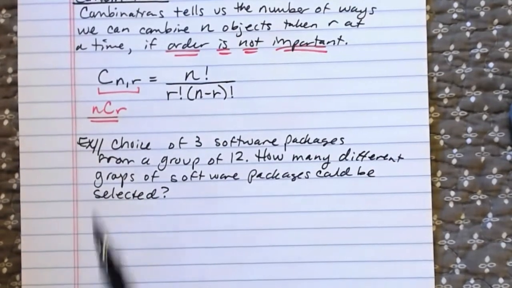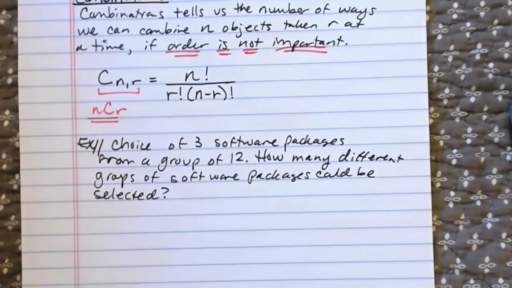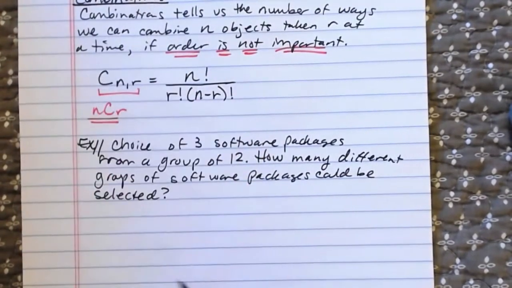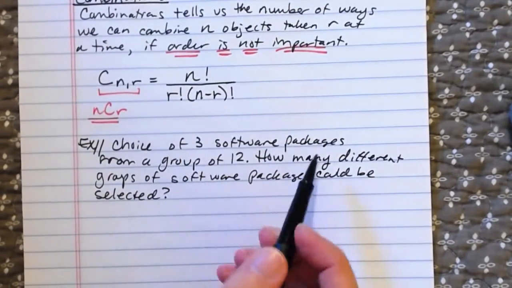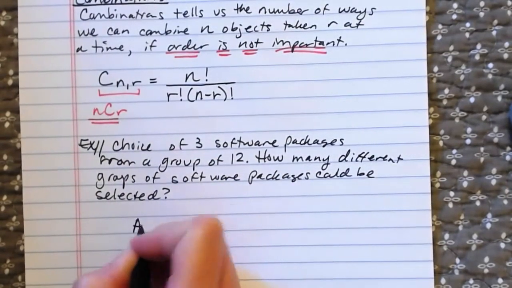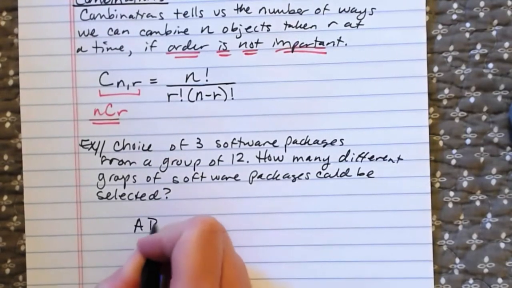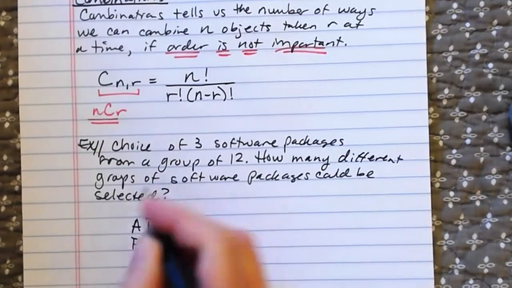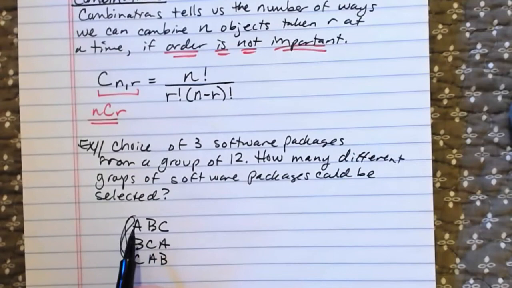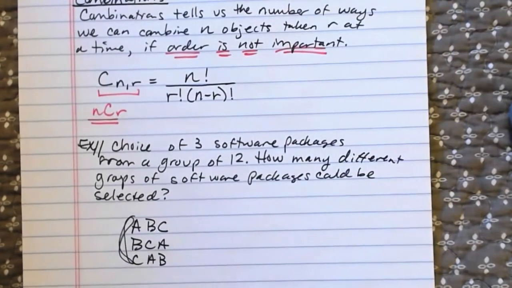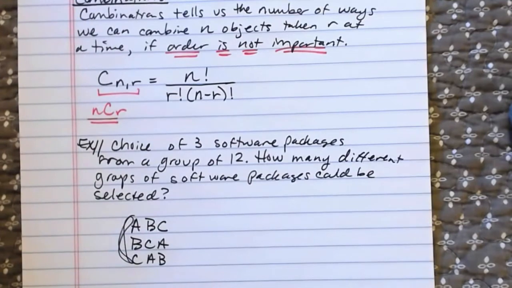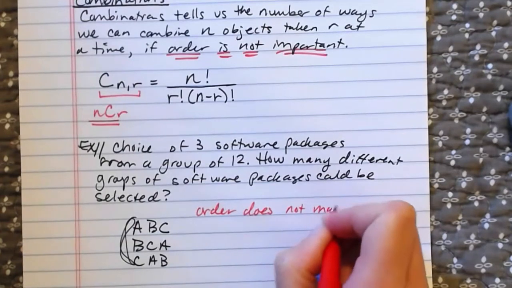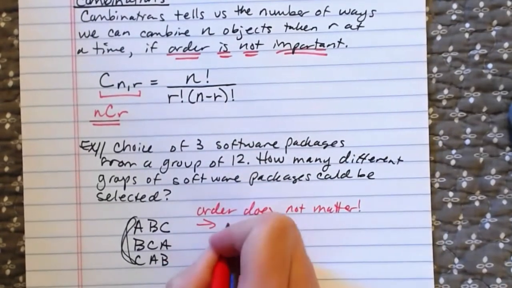Now the key here again is whether or not order is important, because if order is important, I have to use permutations. If order is not important, I'm going to use combinations. And the key here is if I get to pick 3 software packages, it doesn't matter if I pick software program A first and then B and then C versus BCA versus CAB. All of these, I would be walking away with software packages A, B, and C. The order that I pick them in doesn't matter. So since order does not matter, that's what tells us that we're using combinations.